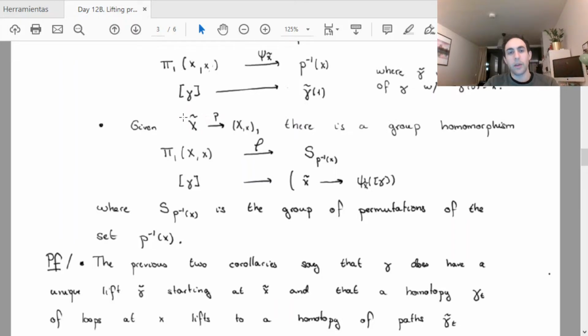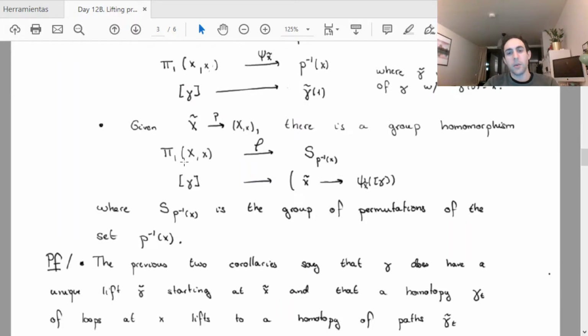Basically, I stop having a favorite base point, and what I do is, given gamma, or the class of gamma in pi1, the following. For each x tilde in the preimages of x, we send that x tilde to the endpoint map at gamma. All right, so what I'm doing basically is, out of the class gamma, I'm defining a bijection of the fiber over x, right? Because to x tilde I send the endpoint of the lift.